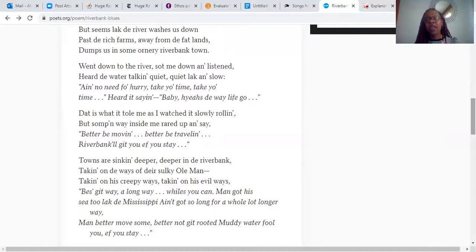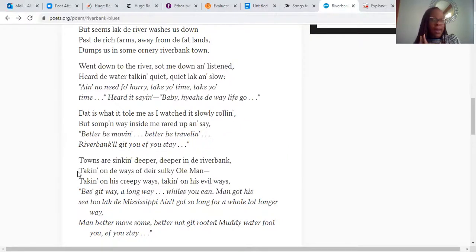He was like, but you need to lift your head up and pay attention to what's going on while you're there, because all of this sitting that we're doing, we're digging deeper and deeper in the riverbank. He says, and in doing so, taking on the ways of the sulky old man. Now, when he says sulky old man, and they capitalize it, I'm thinking he's referring to the master. That's a reference to master. So he's making almost a nod back to the slavery time.